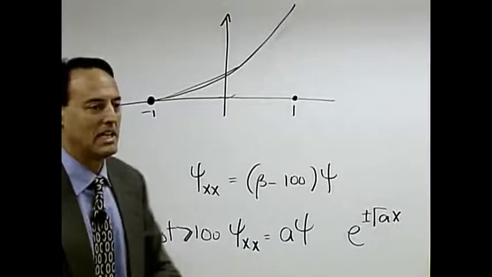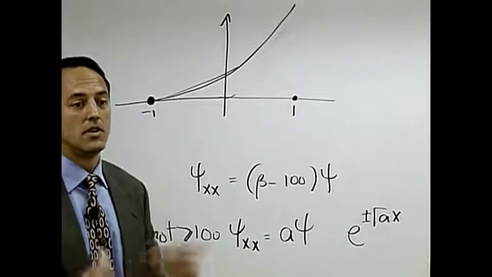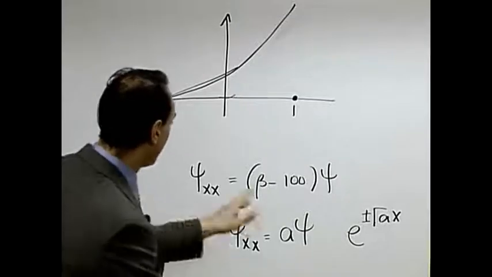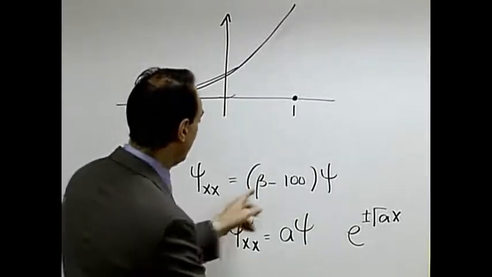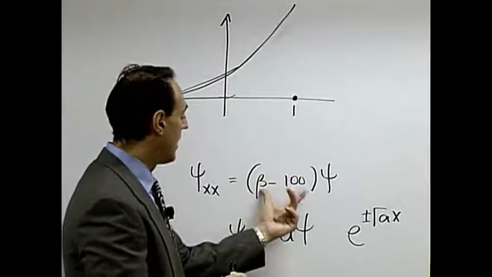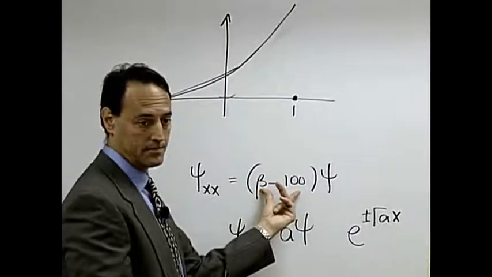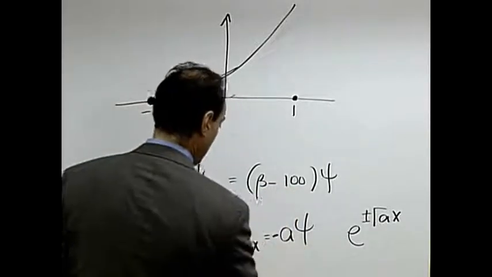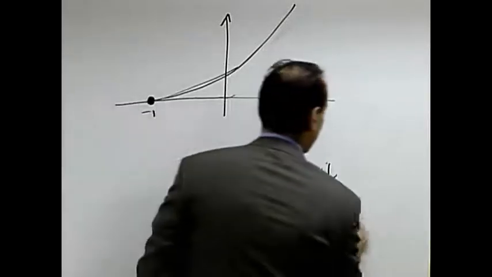Okay, so beta could be less than 100. Does that make sense? Now, if it's less than 100, sorry, that's really bad handwriting. Okay, we'll leave that there. Now, let's do the opposite. If beta is less than 100, then I have a negative number here. So this is going to be negative here. So what do solutions to that look like?